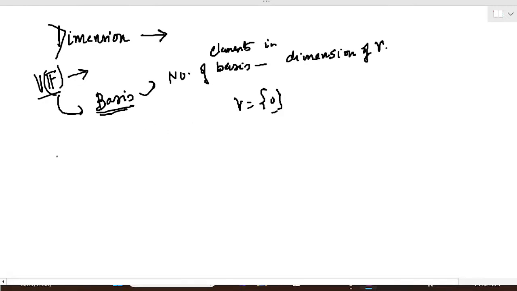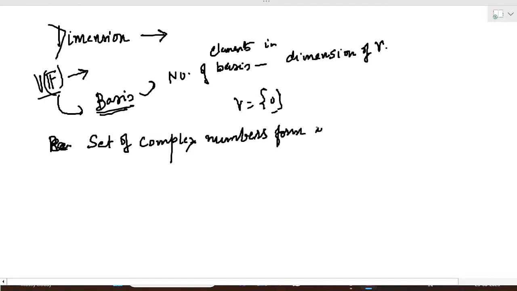Okay, now just a simple question. What do you think? I have already proven that the set of complex numbers forms a real vector space. This is something that you know. Set of complex numbers forms a real vector space. So I know that my set of complex numbers, denoted by this, forms a real vector space.